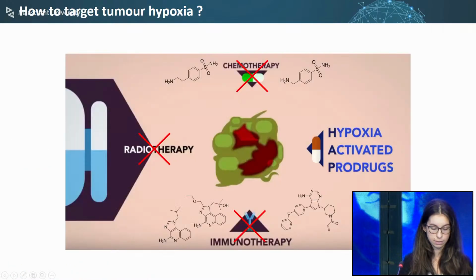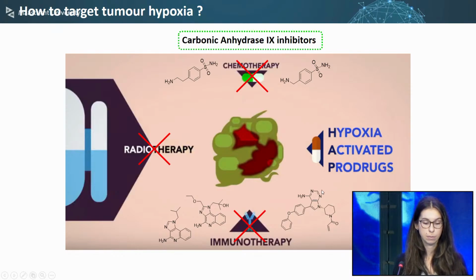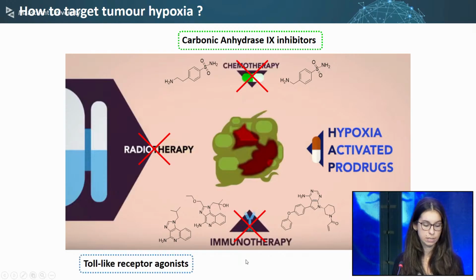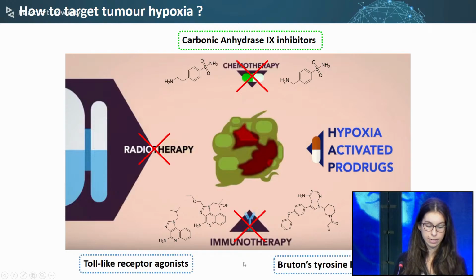Therefore, we have selected carbonic anhydrase 9 inhibitor as chemotherapeutic agent because CA9 plays a key role in hypoxic tumor cells. Indeed, upregulated, CA9 induces the acidification of the extracellular matrix, leading to its degradation and promoting tumor proliferation. We have also selected immunotherapeutics, more precisely, Toll-like receptor agonist and Bruton's tyrosine kinase inhibitor in order to reactivate the immune system to attack tumor cells through a natural process which is evaded during tumor proliferation.